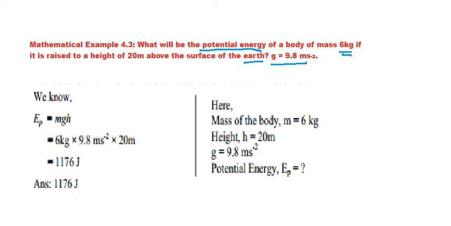So here, if we want to solve this problem, then here the mass given is 6 kg, height given is 20 meter. Here you can see the height is 20 meter and the gravitational acceleration is 9.8 meter per second square. And we have to calculate the potential energy of the problem, that means EP.